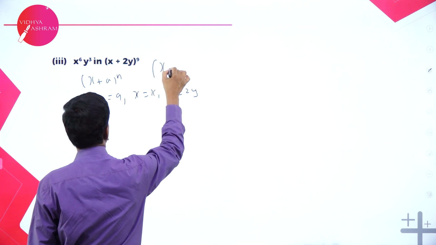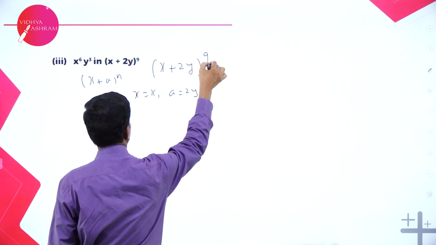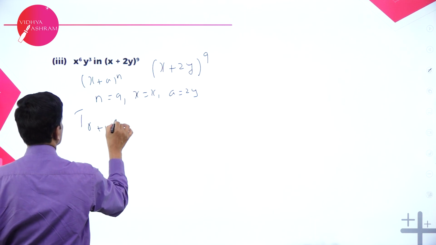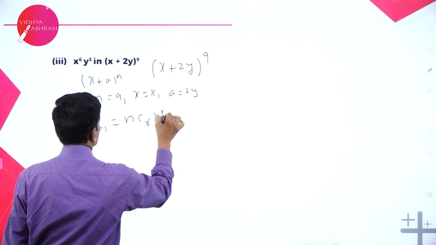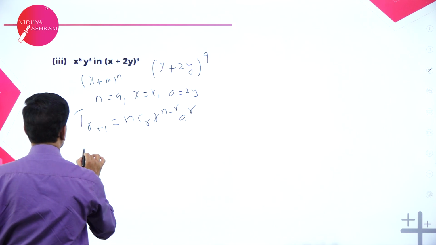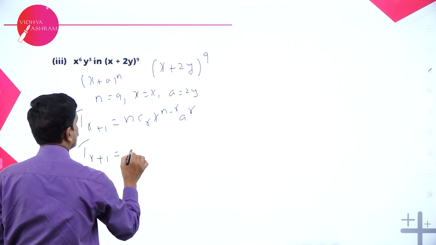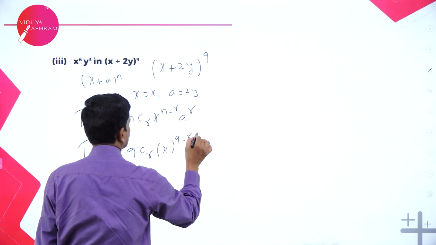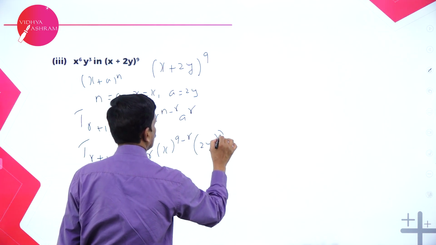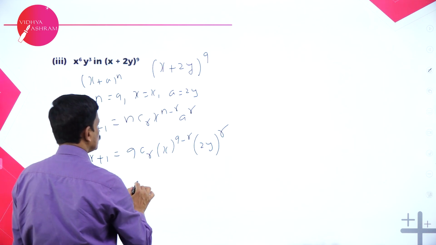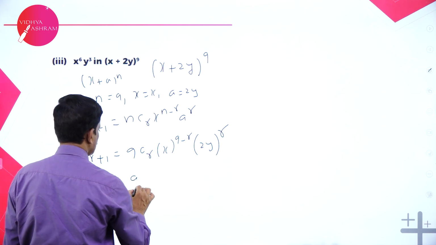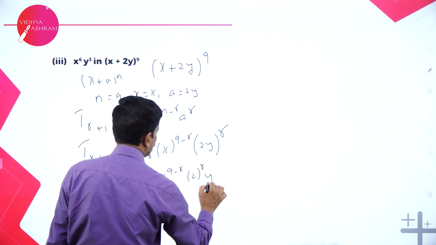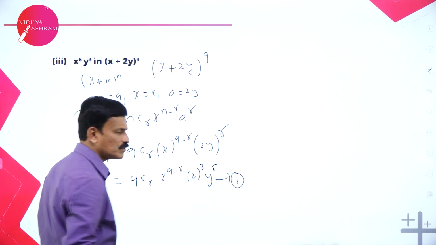So this is (x + 2y)^9. Here n is 9, x is x, a is equal to 2y. T(r+1) is equal to nCr x^(n-r) a^r. So T(r+1) is equal to 9Cr x^(9-r) (2y)^r. Let us represent this as 9Cr x^(9-r) 2^r y^r as equation number 1.